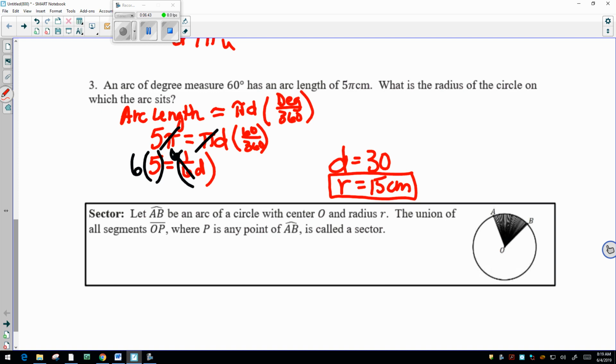Okay. Vocab word, sector. I mentioned that in the beginning. A sector is, if we were to look at this picture over here, that darkened in area right here. That's your sector. That's like that piece of pizza. So when we're talking about the area of a sector on our next page, we're basically saying the area of that wedge of the circle.